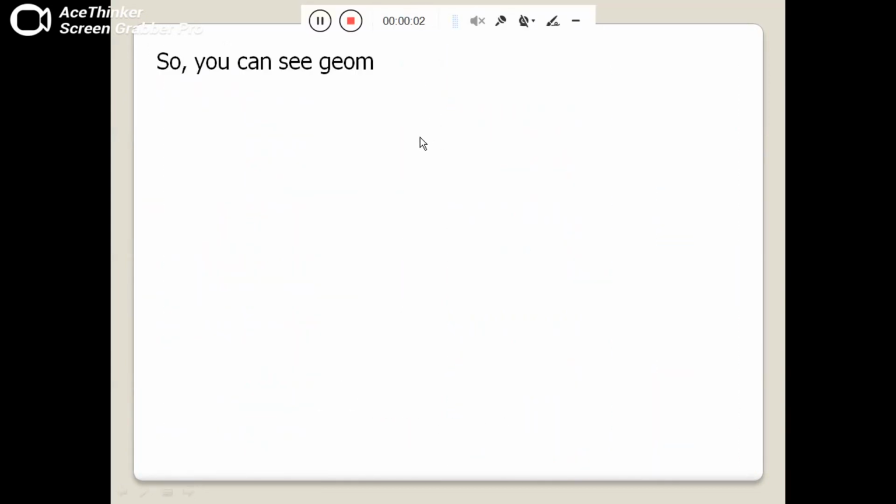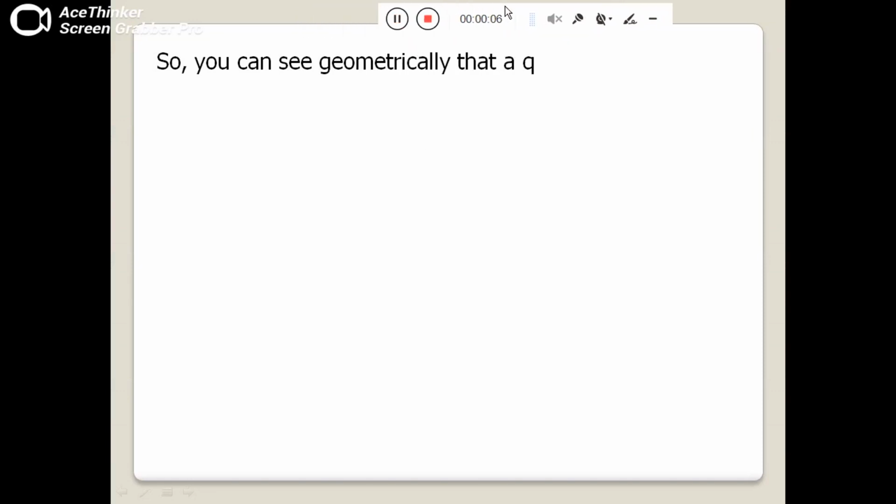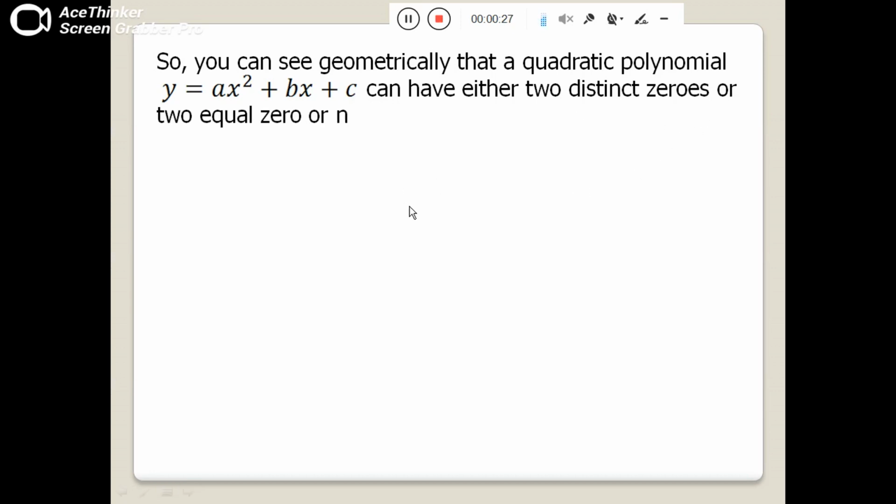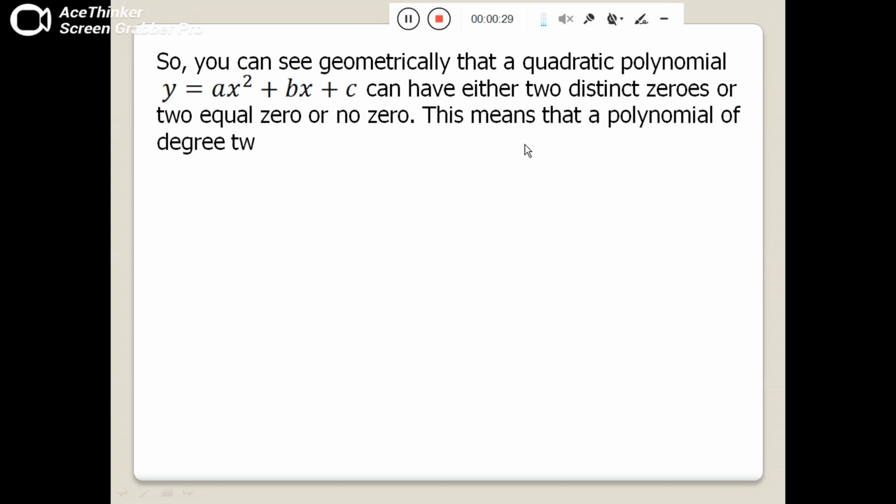So, you can see the geometrical representation of a quadratic polynomial can intersect at 2 points, it can intersect at 1 point, and it cannot intersect also. Therefore, y is equal to ax square plus bx plus c can have either 2 distinct zeros or 2 equal zeros or no zero. This means that a polynomial of degree 2 has at most 2 zeros.